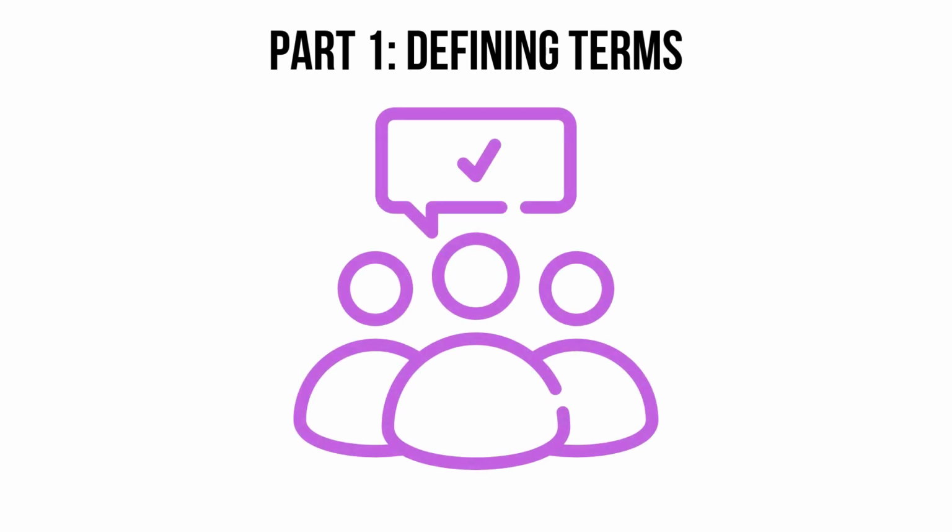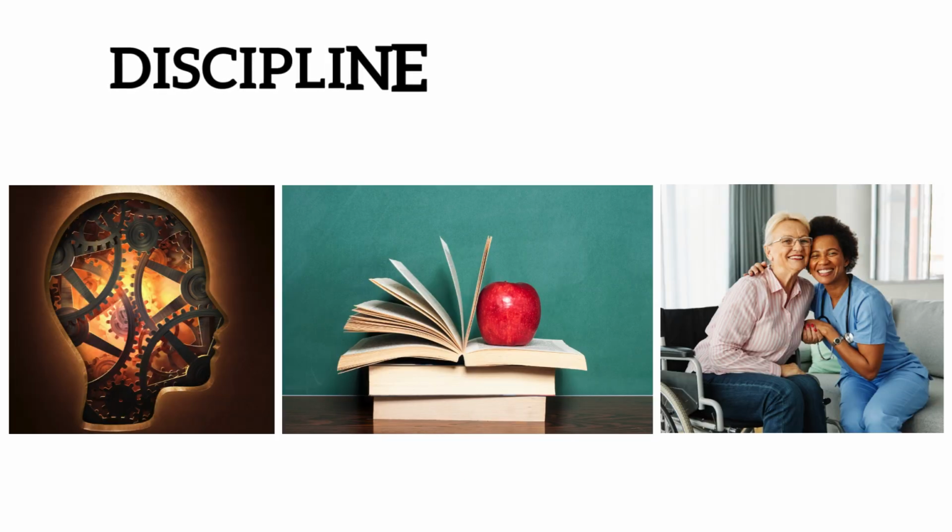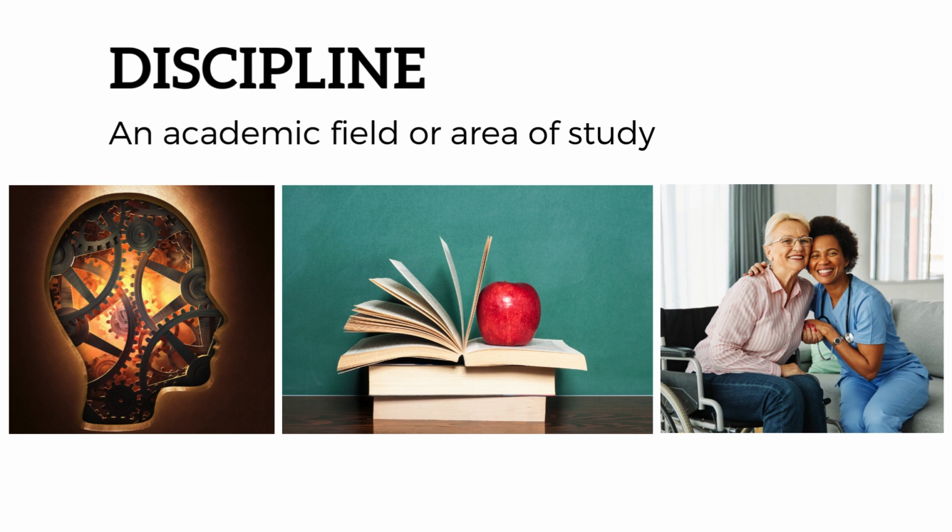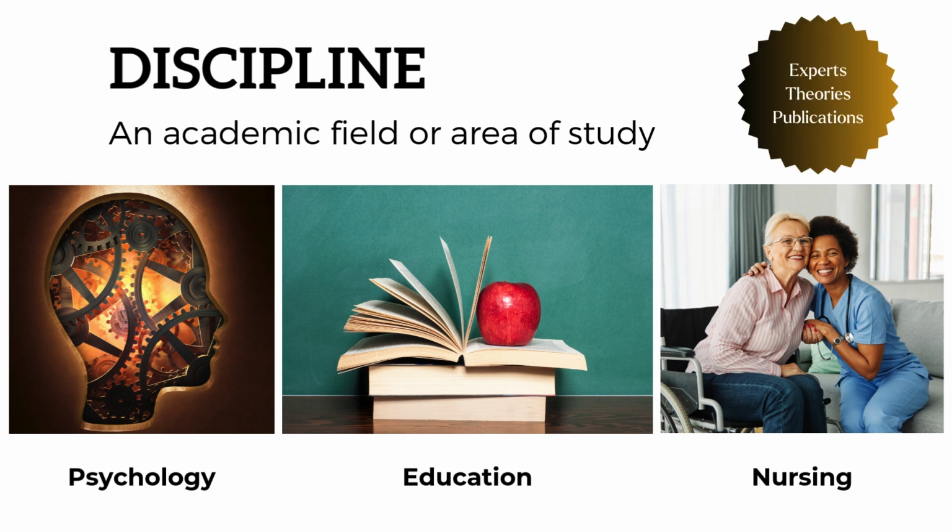One of the most important words for your PRST 3995 assignment is discipline. In this context, what we mean is a specific academic field or area of study. A discipline might be psychology, education, or nursing. Each discipline will have its own experts, theories, and publications.